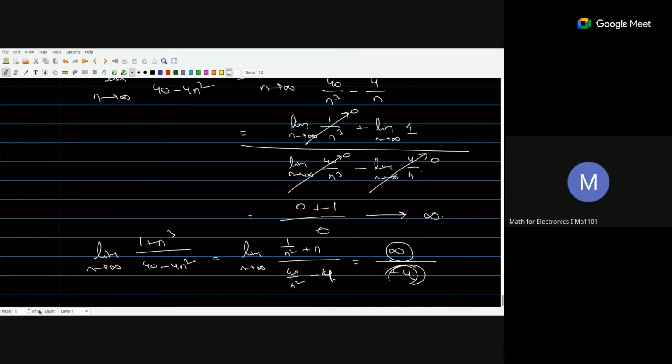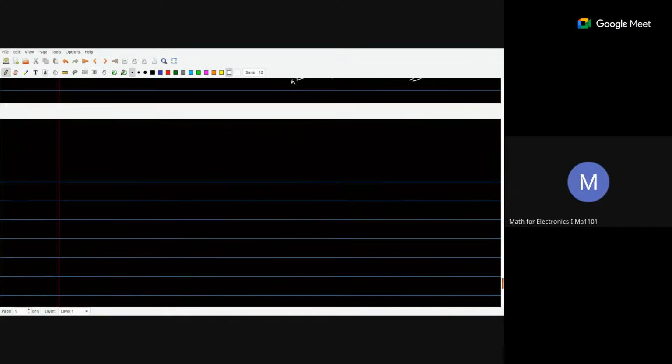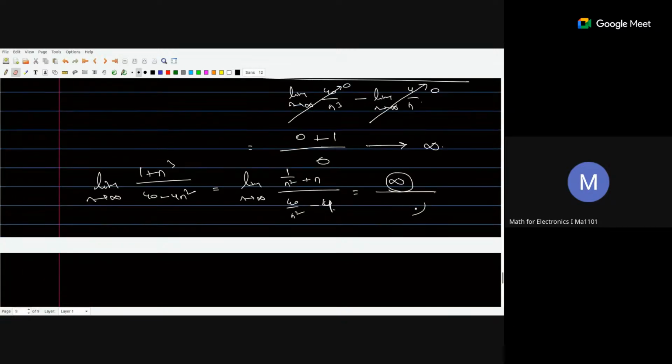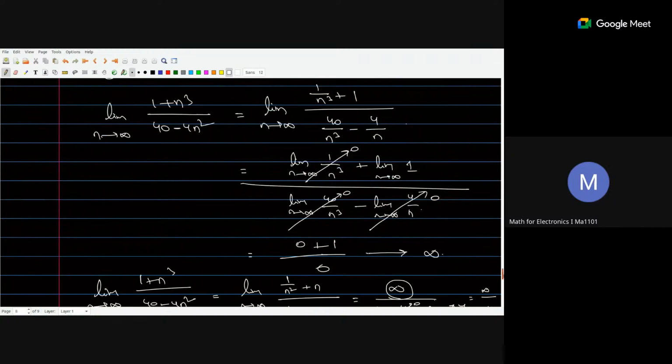So this is the thing. What I am doing is, for the denominator, I can take the limit separately, right? Limit n tends to infinity 40 by n square minus limit n tends to infinity 4. So this will go to 0, correct. And this will be minus limit n tends to infinity 4, which will go to 4. Yeah. And overall, this will be like some infinity by minus 4. Okay, got it.